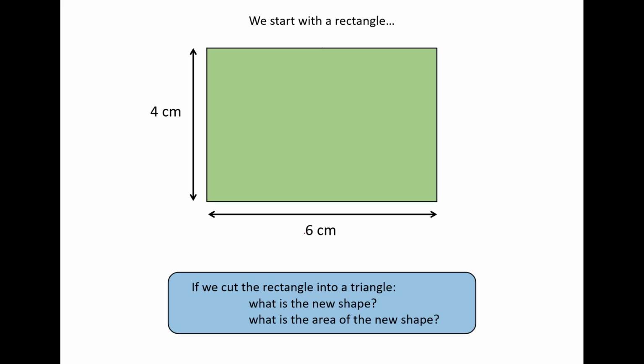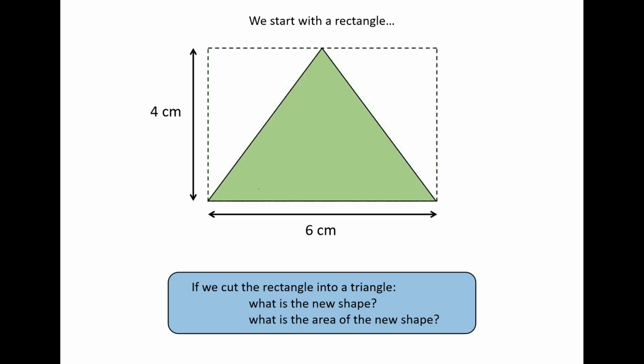Okay, let's say we start with a rectangle here. 4 times 6 is 24, and that gets me my area for the rectangle. But what happens now if I cut these pieces off? What shape do I have now? A triangle. And what's my new area? 12 centimeters squared, because I halved 24. And these are 4 equal pieces.